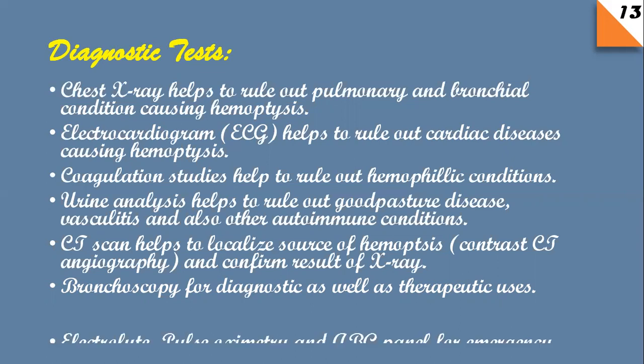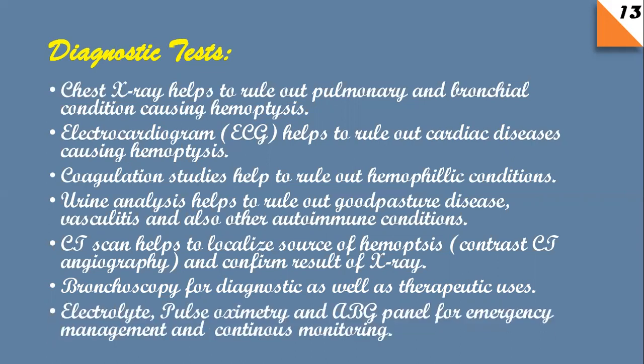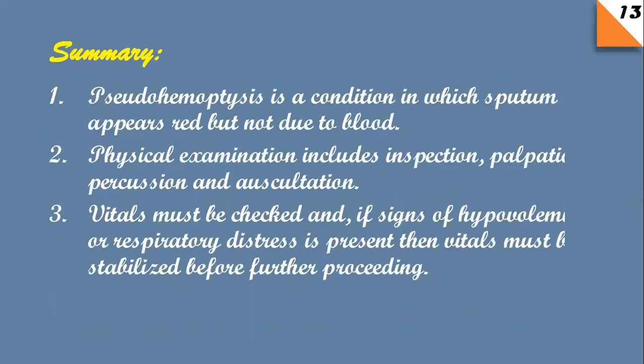So we also talked about electrolytes, pulse oximetry, and the arterial blood gas panel, and these are used in emergency management. So if a patient presents to you with massive hemoptysis, then we do electrolytes, pulse oximetry, and the arterial blood gas panel simultaneously while maintaining our vitals. In such a condition, they can be used for continuous monitoring of whether the patient is getting better or worse. So we have to maintain vitals, and for continuous monitoring, we use these tests.